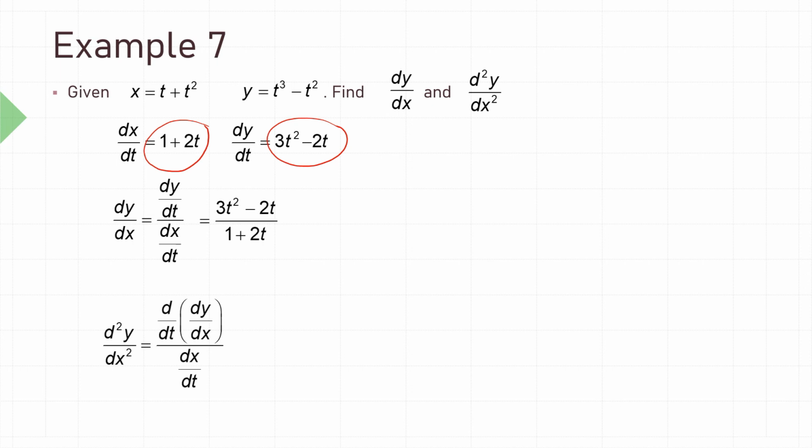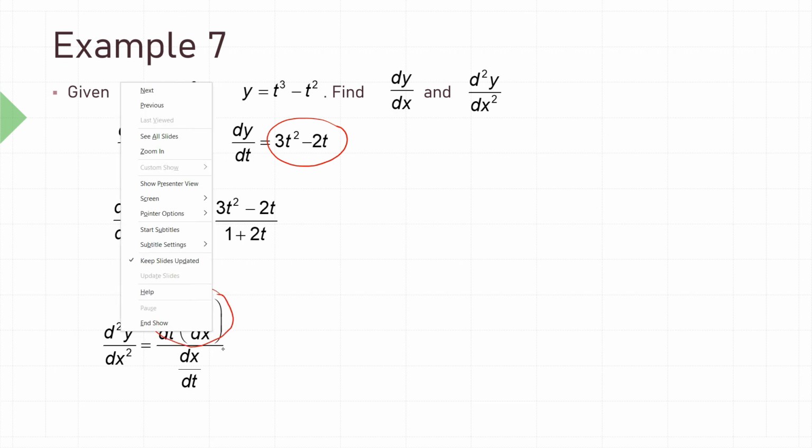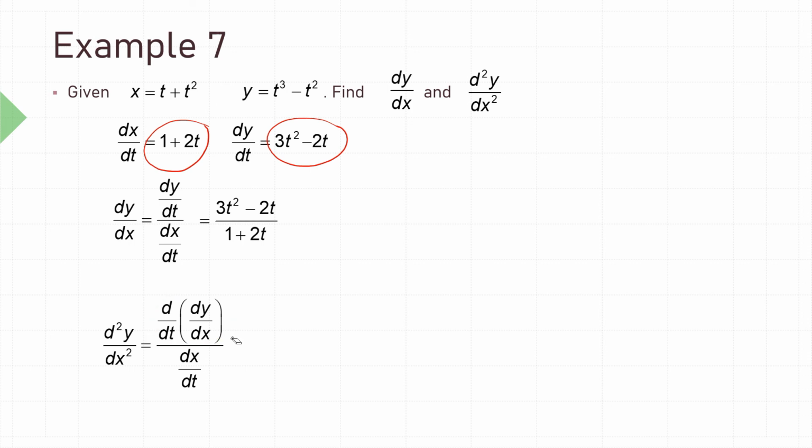Next, we want to find the second derivative, meaning to say that we want to find this using the formula. So for this part, we have to differentiate dy over dx again. So we have this dy over dx here. We need to differentiate dy over dx with respect to t. So to do this, we have to differentiate this dy over dx. How do we differentiate this? We have to use the quotient rule.